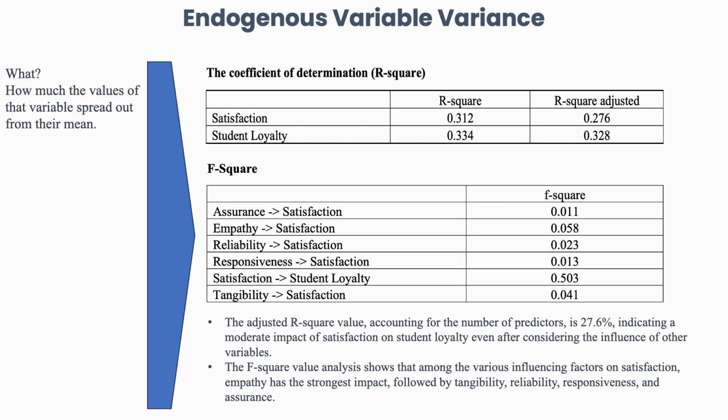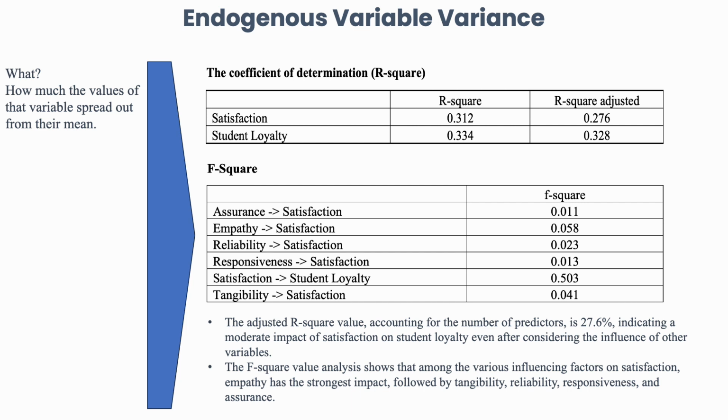Now, endogenous variable variance. When we talk about variance of an endogenous variable, we are actually referring to how much the value of that variable spreads out from its mean. Variance is a statistical measure of the spread between numbers in the data distribution. It measures how far each number in the set is from the mean, and thus from every other number in the set. It is often denoted by the symbol sigma squared.